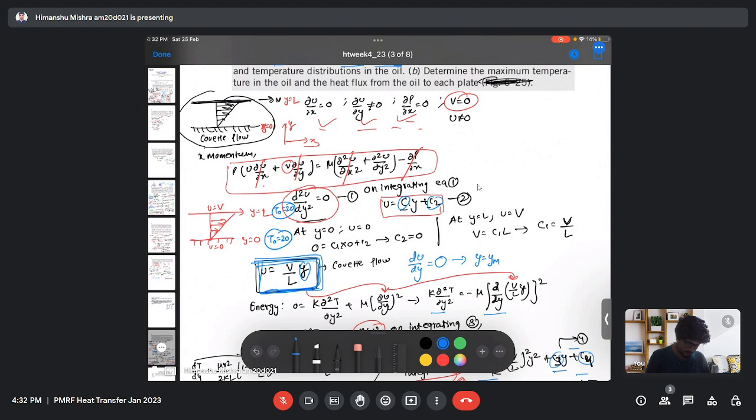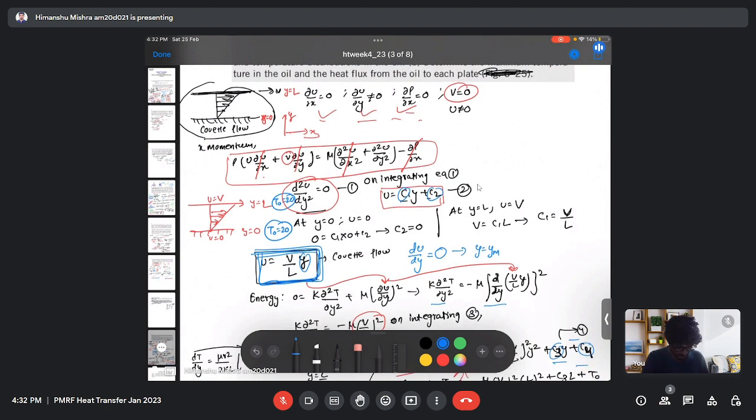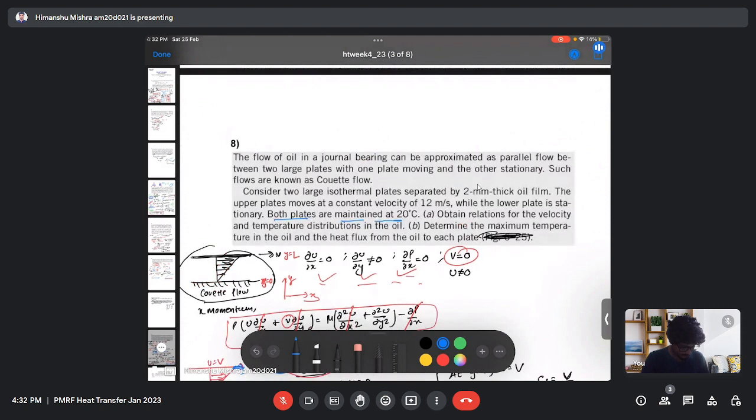Okay. By the way, for the Couette flow, the location of the maximum velocity is always at the top surface. So at the top surface only, the velocity will be maximum. That means, in this case, the maximum velocity should be 12 meters per second.